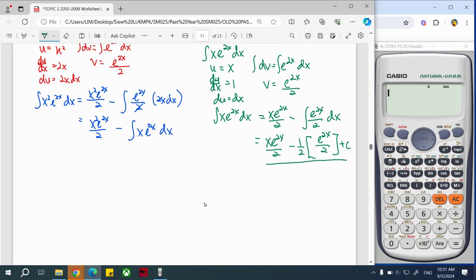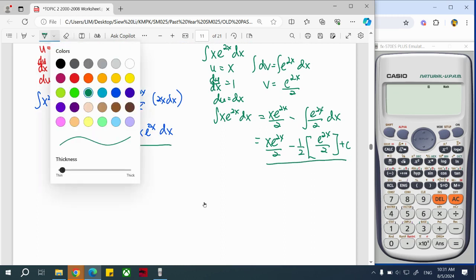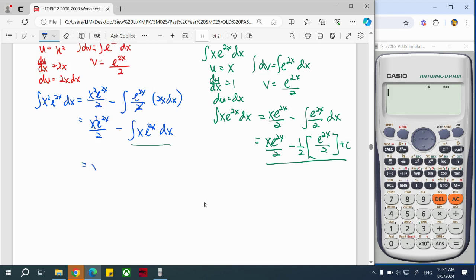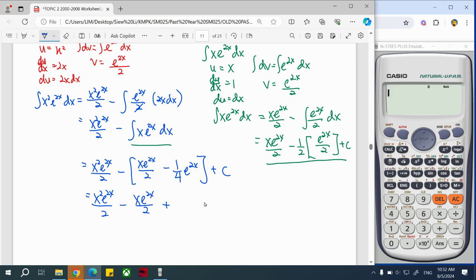So we take this answer and substitute back. Then lastly we add plus c, and then we simplify the negative as a coefficient. The negative becomes positive. Alright, so that will be your first part.